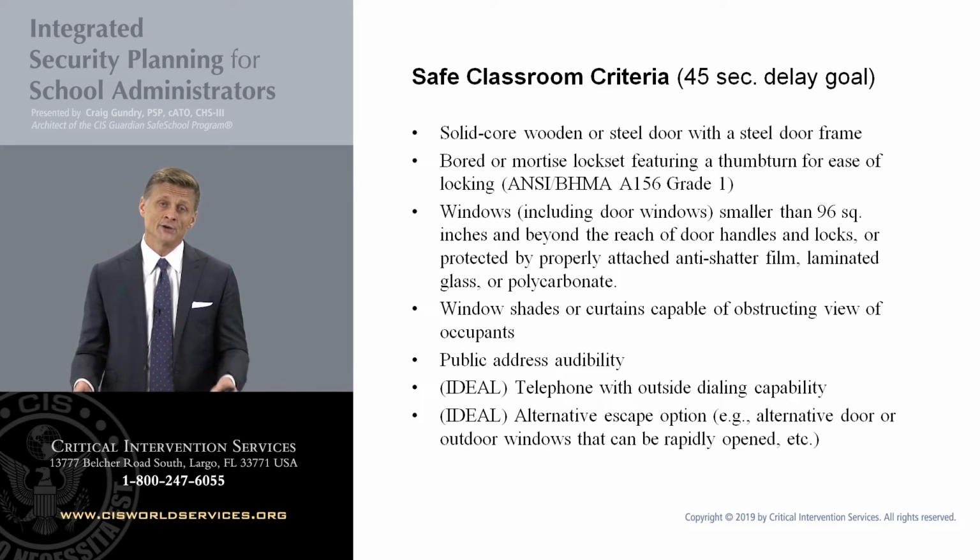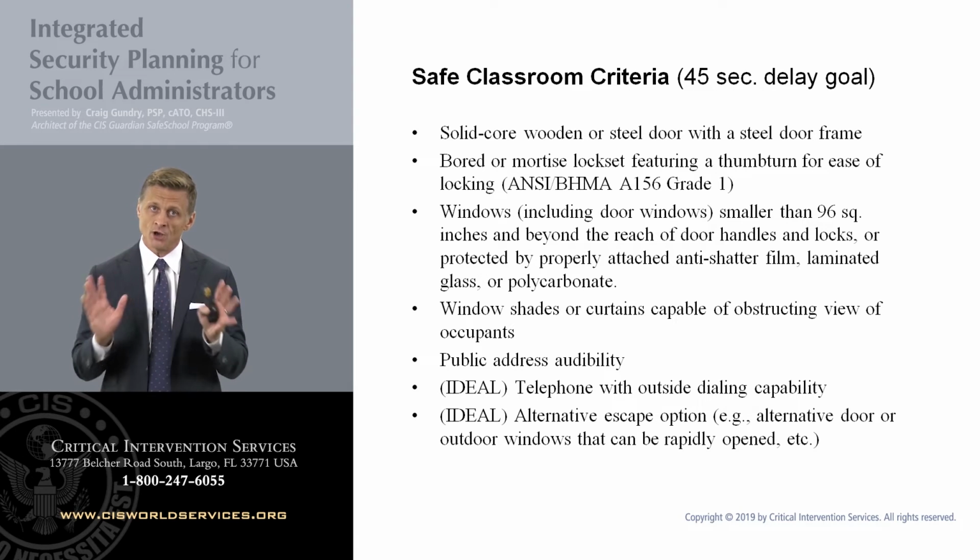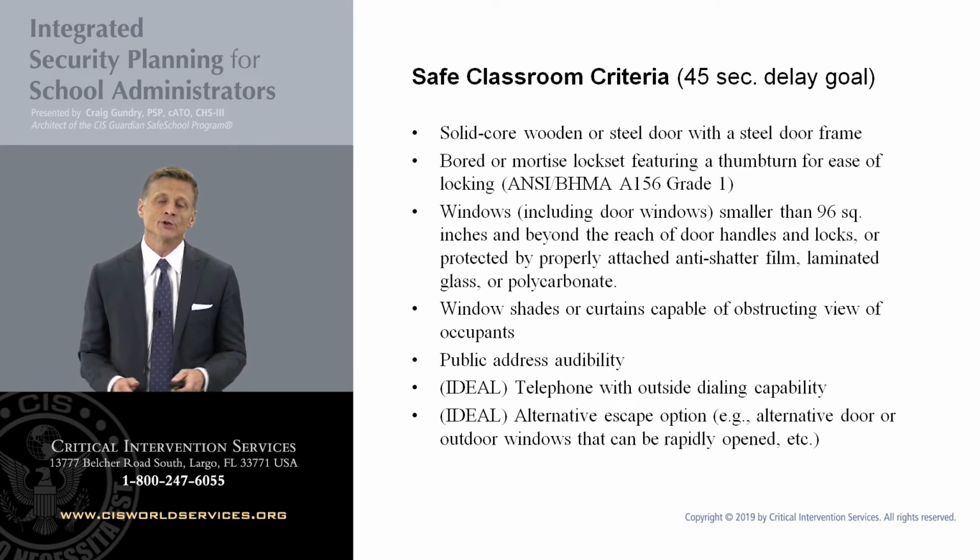It is also desired that the classrooms or other rooms that people may be refuging in have telephones with outside dialing capability, and I really like it if we also have an alternative escape option, such as a second door or a window. Although I do describe this as being kind of an ideal condition, because as long as the room meets certain adequate intrusion resistance, it will provide pretty good protection and should be considered safe for lockdown purposes.